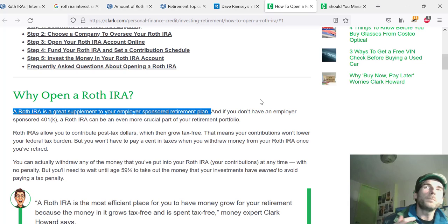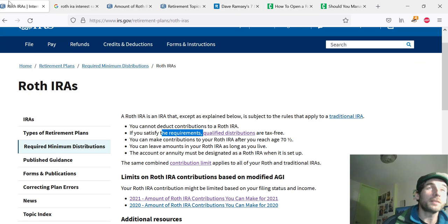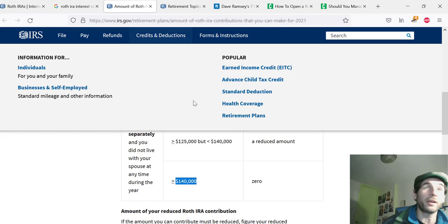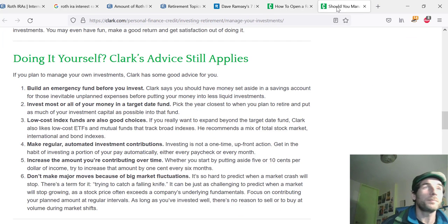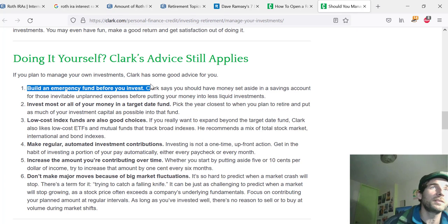So maybe not everyone's going to use these things, but I just wanted everyone to be aware that they exist, because they're designed for working people. They're not designed for rich people. Rich people are not allowed to have them because they're awesome. All right. So lots of people, if you look it up, will say you want to build an emergency fund before you invest, right? And get out of debt, right?